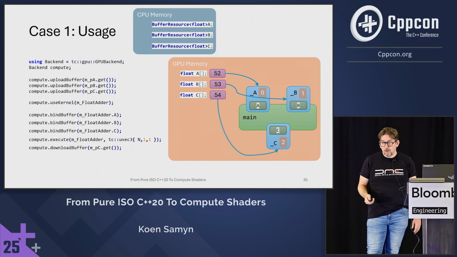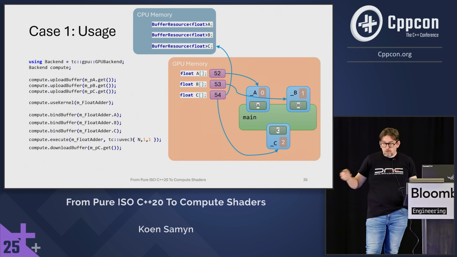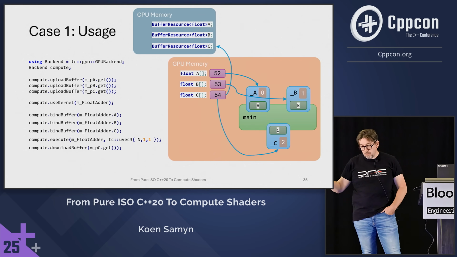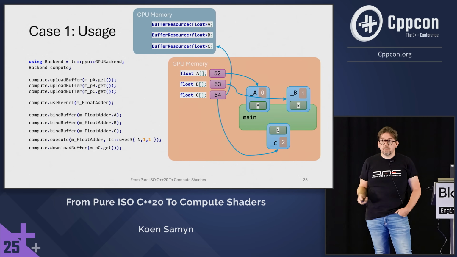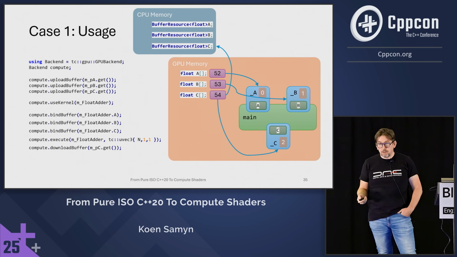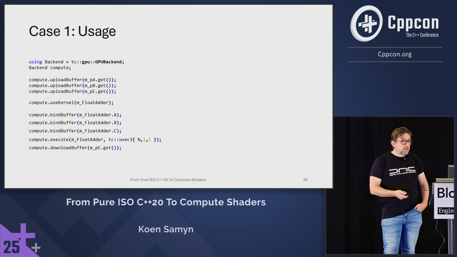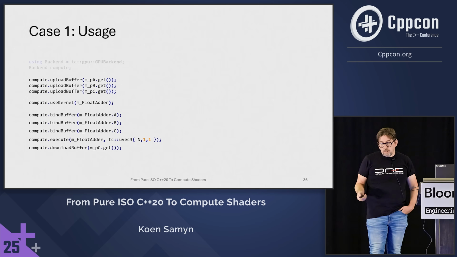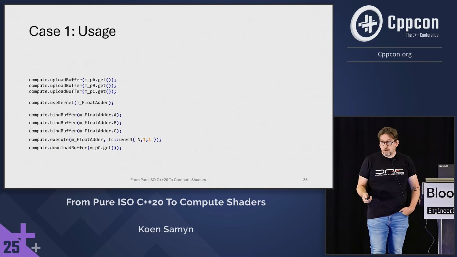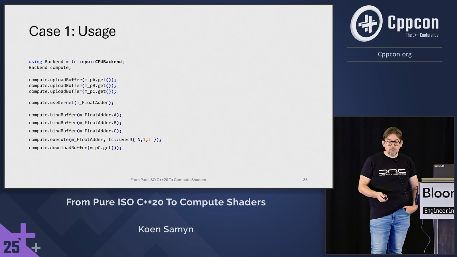All right, good. So typically only the C float array will be downloaded back as the A and B are not changed in this shader. So to change it to CPU execution, I just swap out the GPU backend and I use the CPU backend, right?